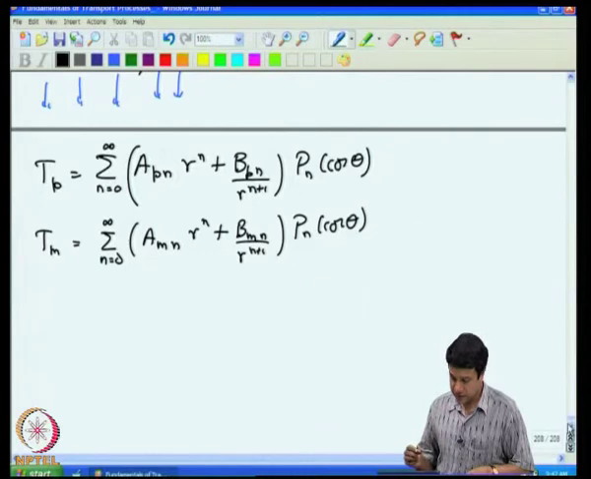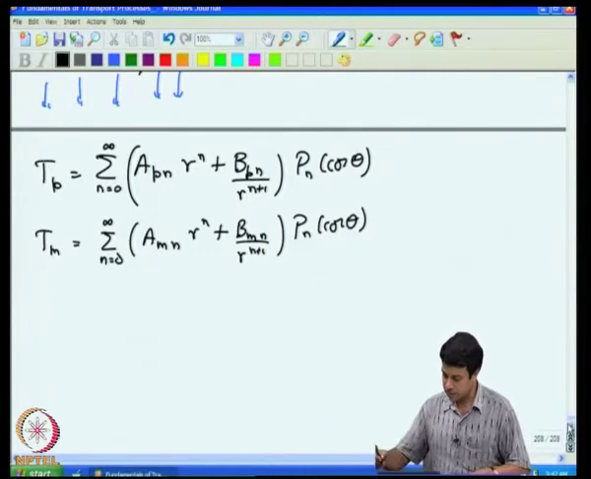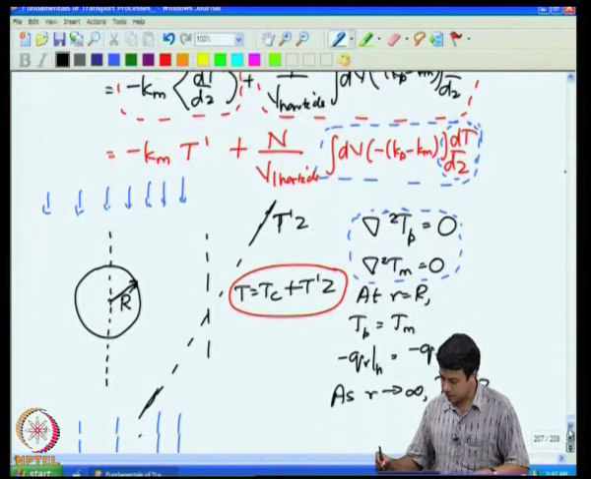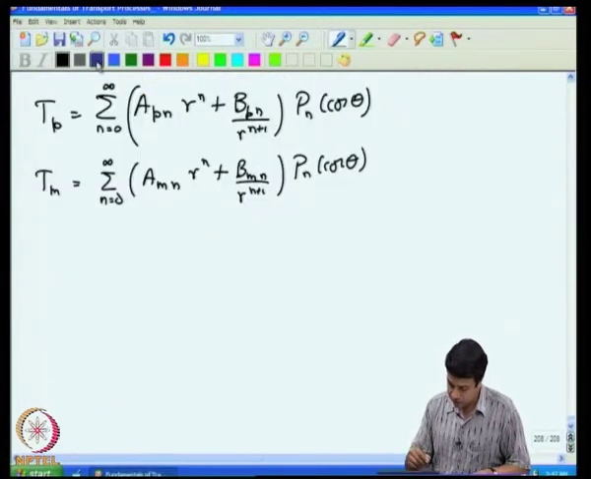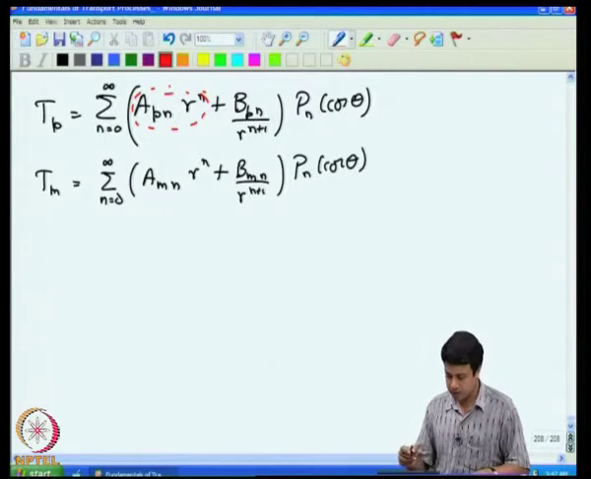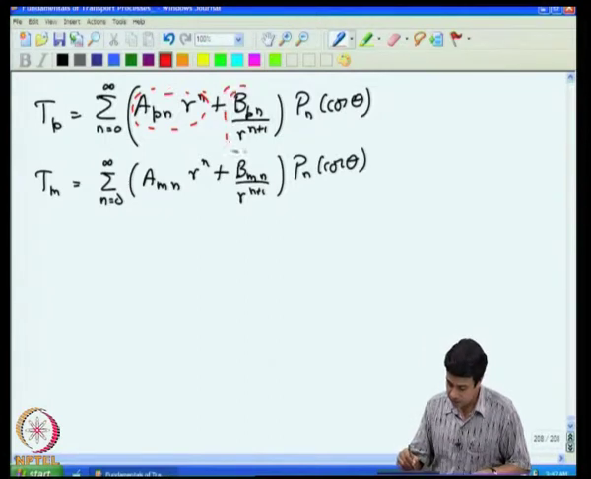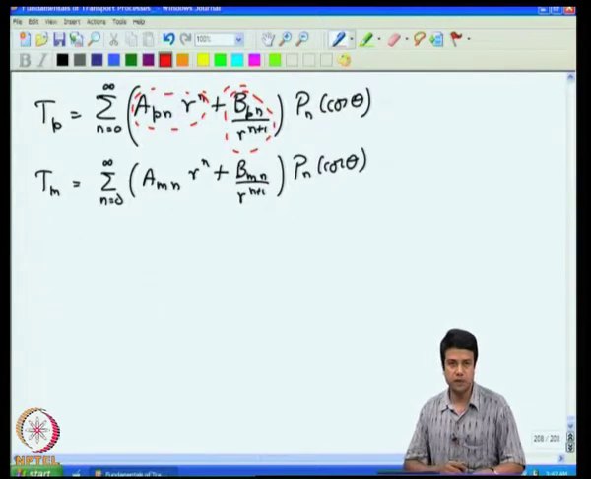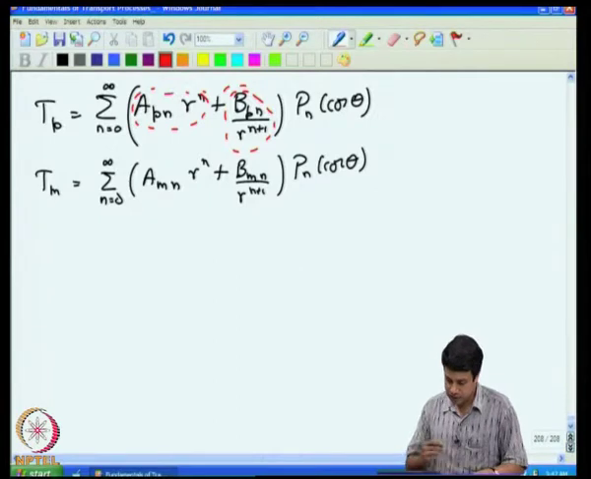As r goes to infinity, okay, so first things first, let us look at the particle. The particle consists of two terms. One is a growing harmonic, a term which increases as r increases, and the other is a term which decreases as r increases. Similarly, the matrix also contains a term that increases as r increases and another term which decreases as r increases.